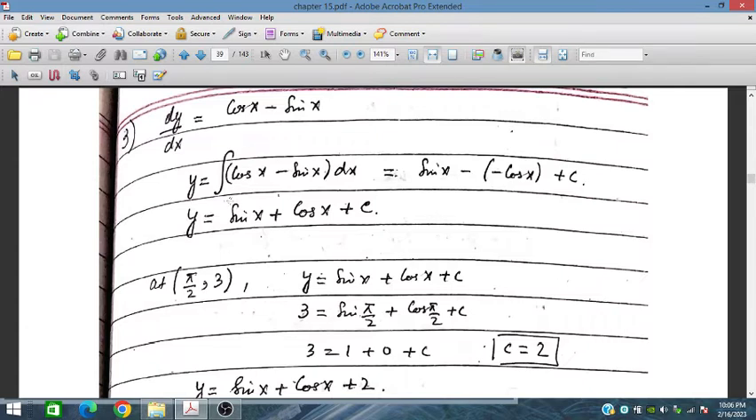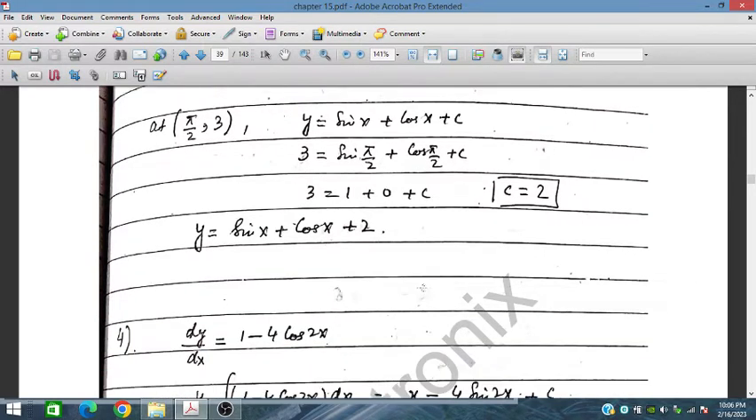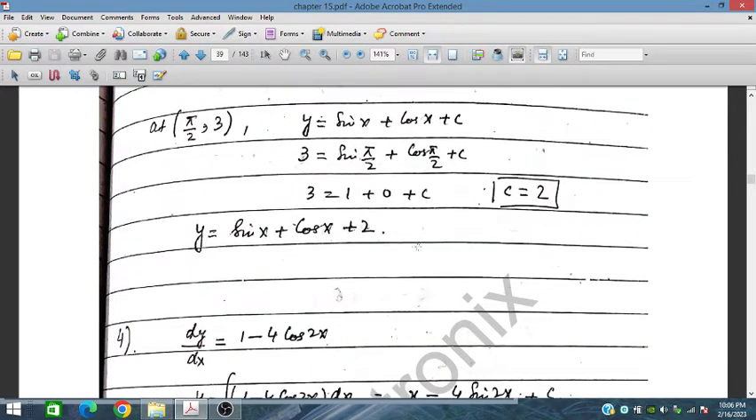This is the integral, and since the curve is passing through (pi/2, 3), in place of x we will place pi/2, and y is 3. So 3 equals sin pi/2 plus cos pi/2 plus c. Cos pi/2 is 0 and sin pi/2 is 1, plus c. So c is equal to 2. Now y is equal to sin x plus cos x plus 2, which is the required curve.